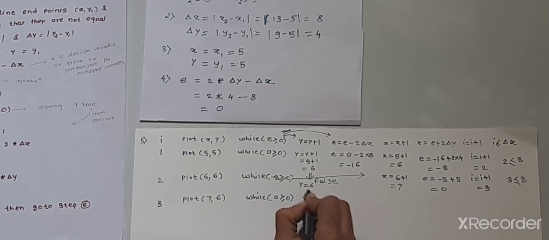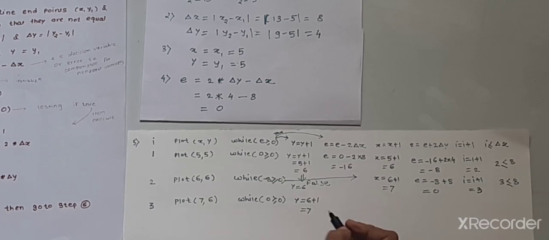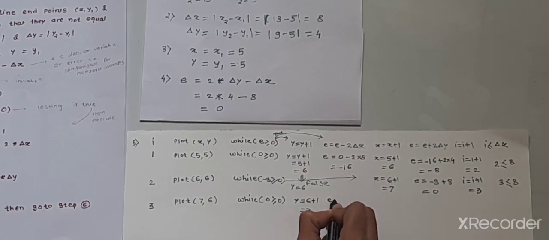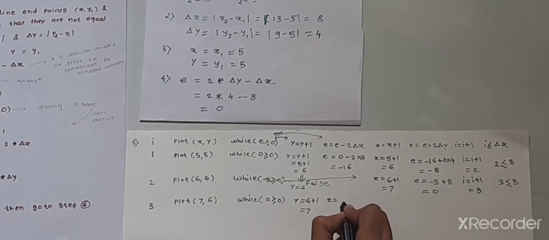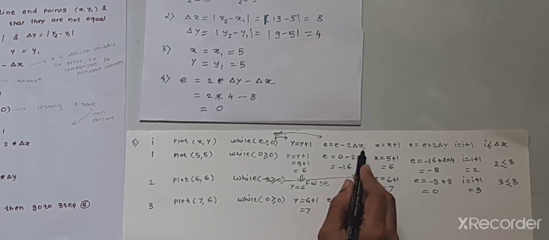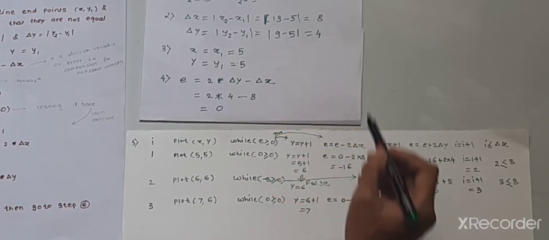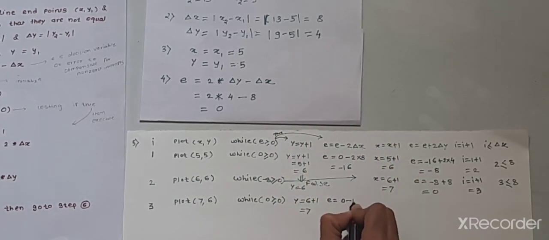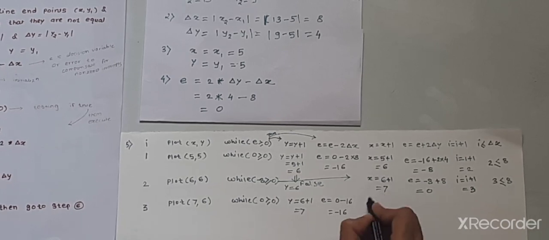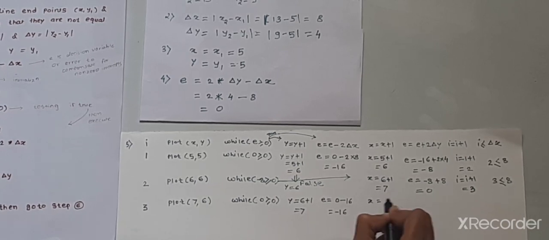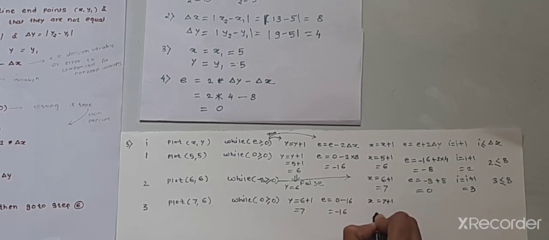So y is equal to, previous value is 6. 6 plus 1, we are getting answer as 7. Similarly, e is equal to, what is the value of e that we are getting here as 0. 0 minus 2 delta x. Delta x is 8. 2 into 8, that is nothing but minus 16. So here we are getting answer as minus 16. So x is equal to x plus 1. Previous value of x is 7 plus 1. We are getting here answer as 8.